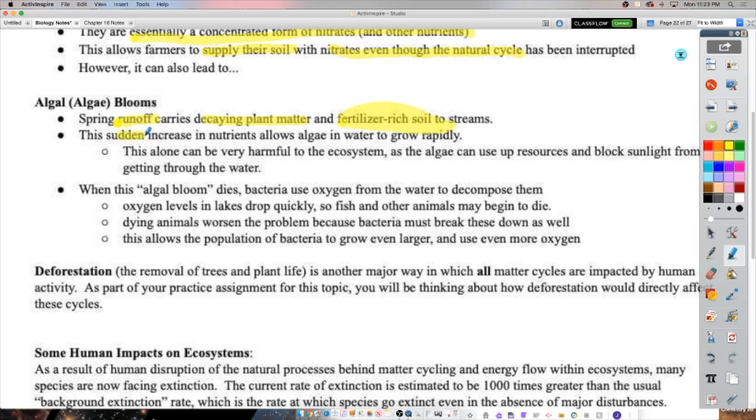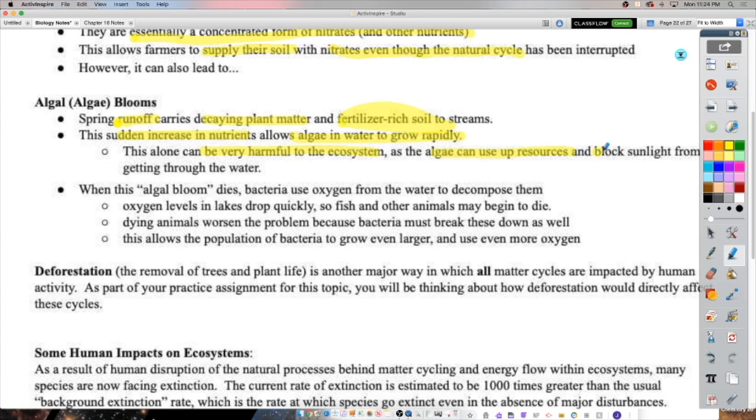The sudden increase in nutrients allows algae in the water to grow rapidly. And I mean crazy rapidly. Like overnight, you can see a lake go from nice and clear and blue to green. You don't want to get in it when there's an algae bloom. Now, the fact that it's grown like crazy can already be very harmful to the system because the algae uses up resources. If there's too much of one organism, that's always a bad thing. You never want it to be that unbalanced.